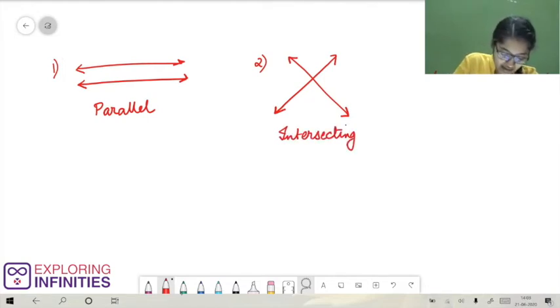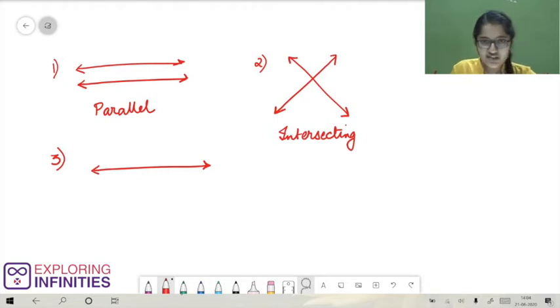And the third kind of relationship that we learnt about is the two lines have all their points in common. That means one line lies on another line. What are these kind of lines called? They are called coincident lines.